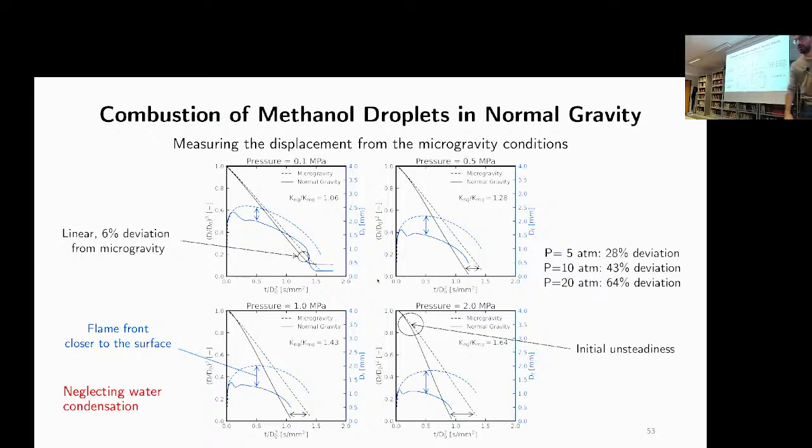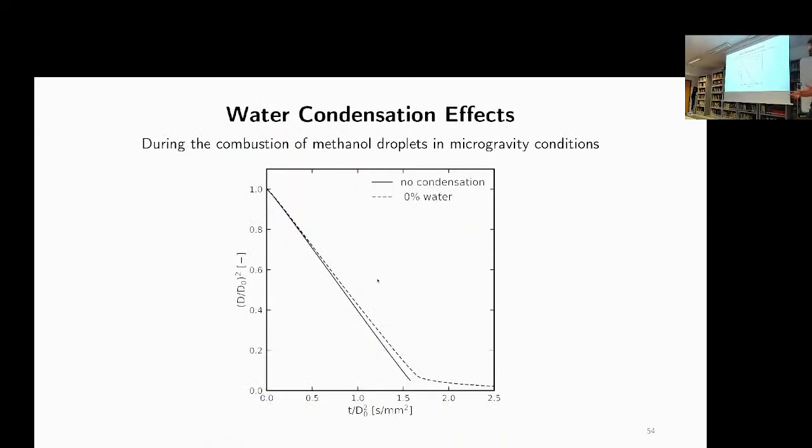These simulations were performed neglecting water condensation, but water condensation can play an important role in this system because when methanol burns, the interface temperature is lower than the boiling point of water. So essentially, we can have some water which is absorbed back inside the droplet. But we have a multi-component formulation, so we can try to simulate this behavior. And what you can see is that if we don't have water condensation, the droplet is just consumed and follows the d-square law perfectly.